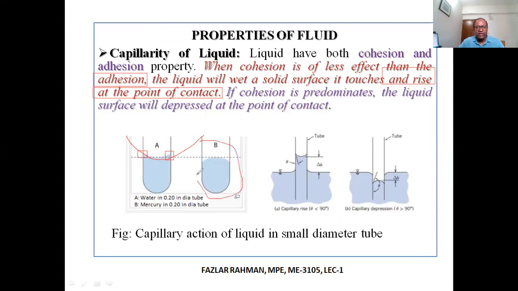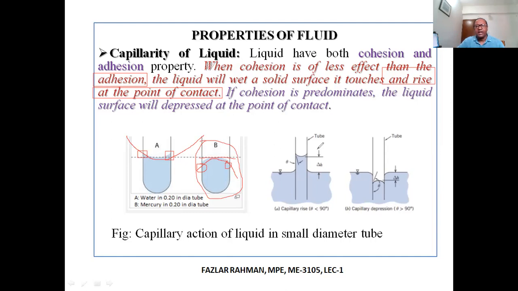But if you look at the right-side figure, you see the liquid at the wall doesn't like to stick to the wall. If it did, the whole surface would be along this horizontal line. But instead of a horizontal line, it makes an upside-down curve, right? Because this fluid has more cohesive property than adhesion. So if cohesion is predominant, the liquid surface will depress at the point of contact. Depress means going down at the point of contact.